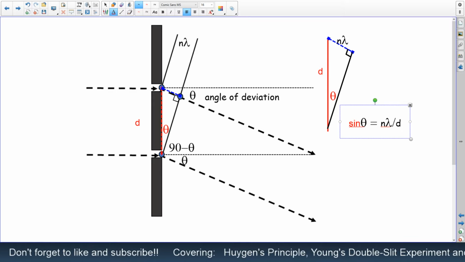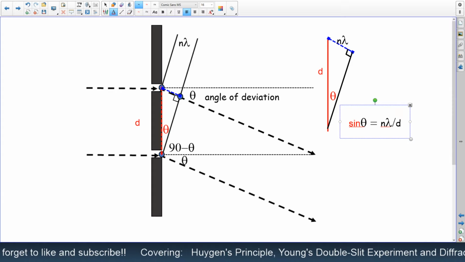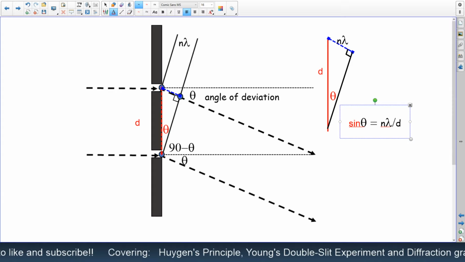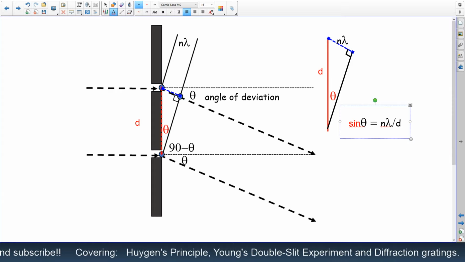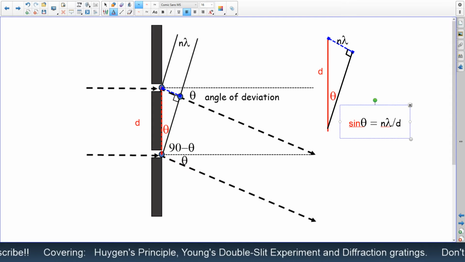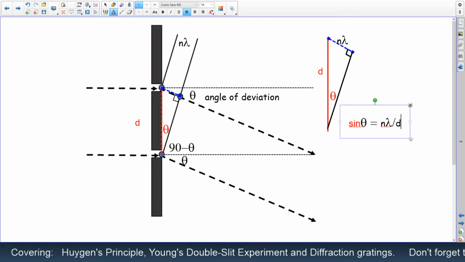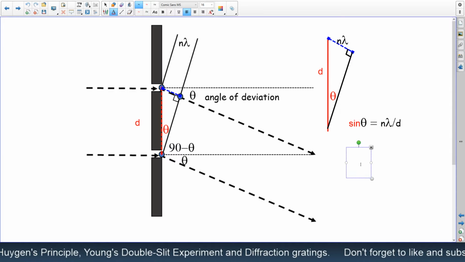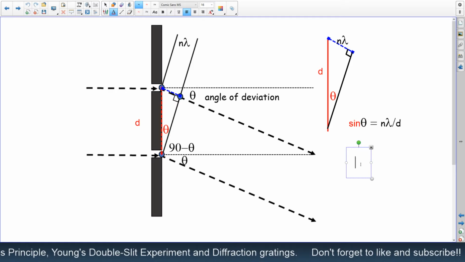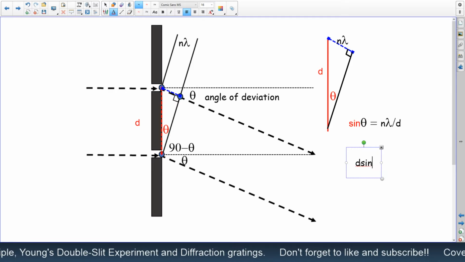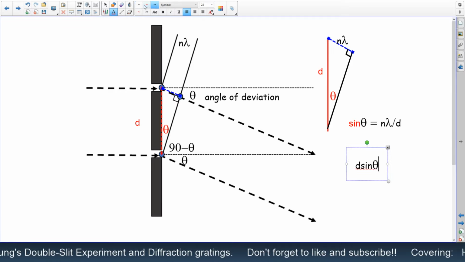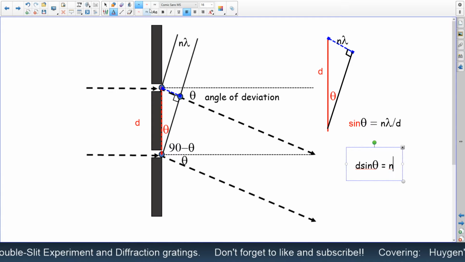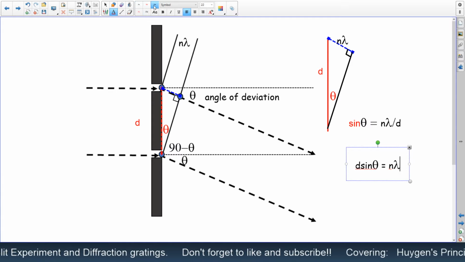Right, so we're getting there, because if we could measure theta somehow, and we knew what n was, then we could measure d, and then we could probably find lambda, because we've now got an expression for n lambda. Now we're going to multiply both sides by d to get d sine theta is equal to n lambda.